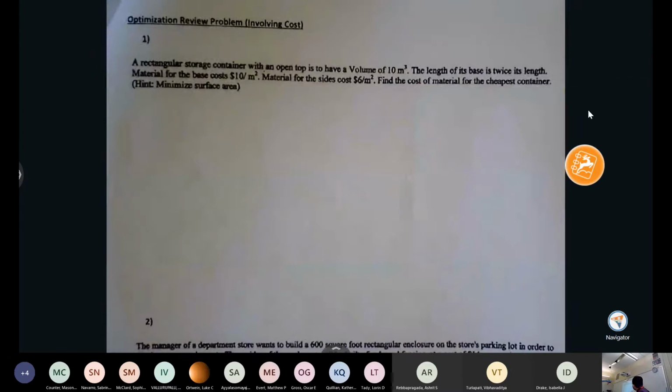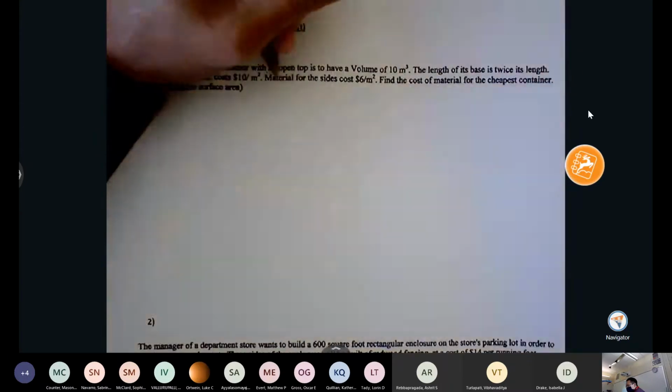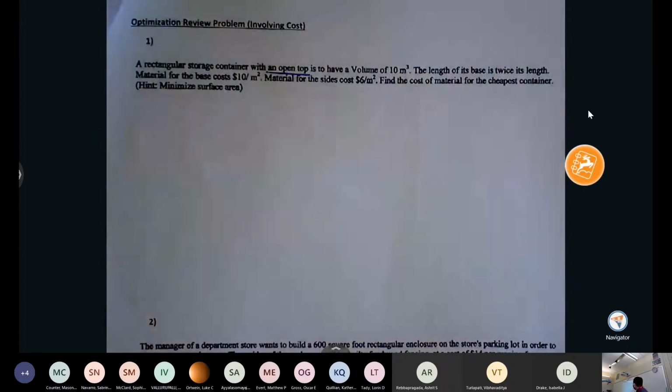So let me read the problem, and then we'll work through it together. It says a rectangular storage container with an open top is to have a volume of 10 cubic meters. The length of the base is twice its width. Material for the base costs $10 per square meter. Material for the sides is $6 per square meter. Find the cost of material for the cheapest container.